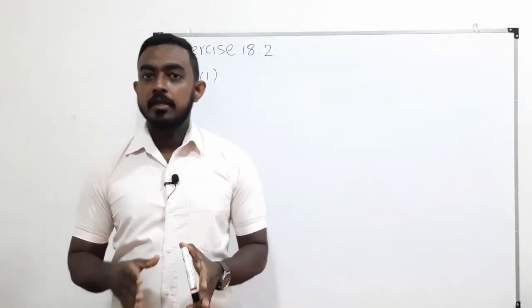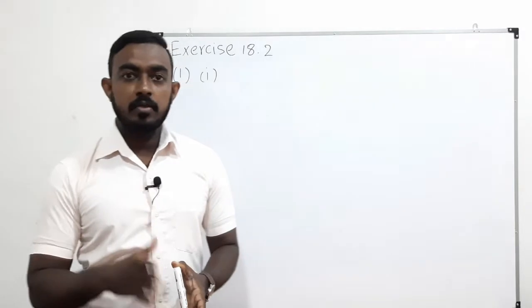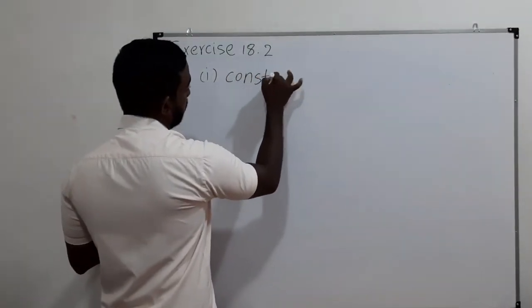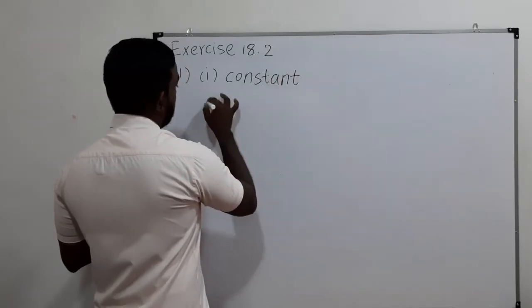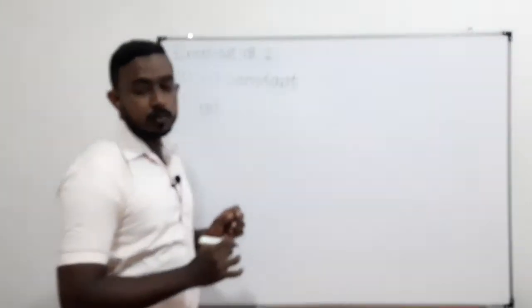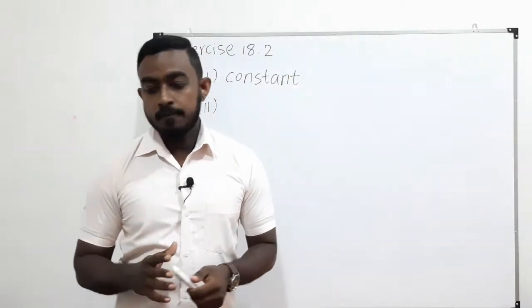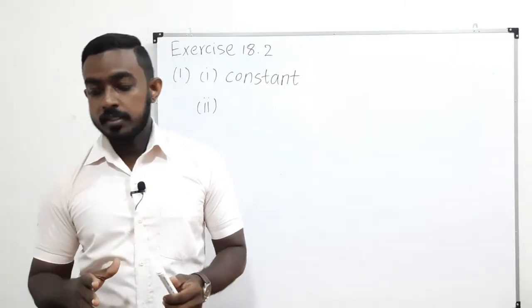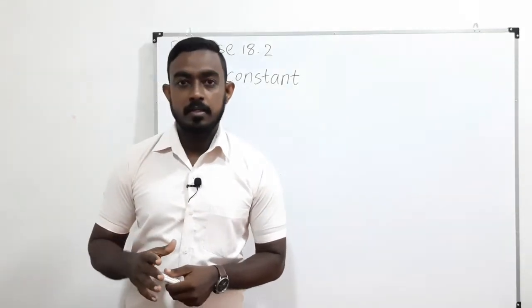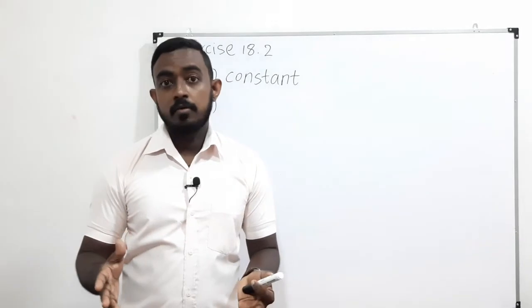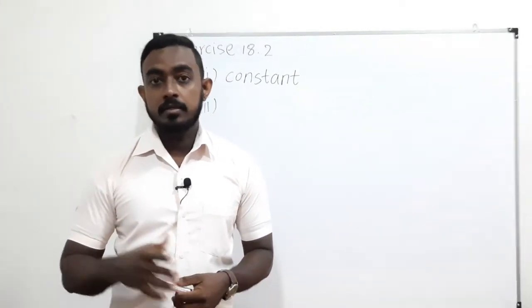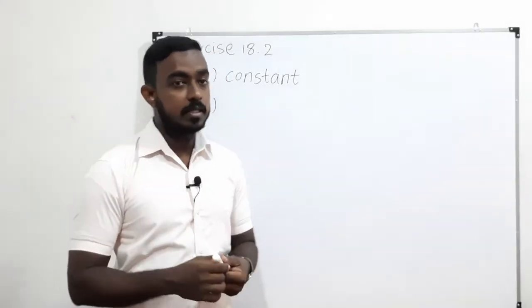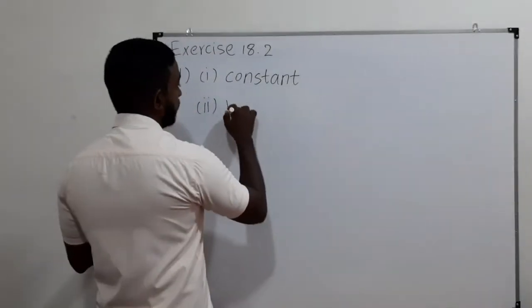So you know that it should be a constant value, therefore we can write it as constant. Then for Roman number 2, they ask the number of bananas in the first comb of a cluster of bananas. Now it may change from cluster to cluster, so we can say that it is a variable.